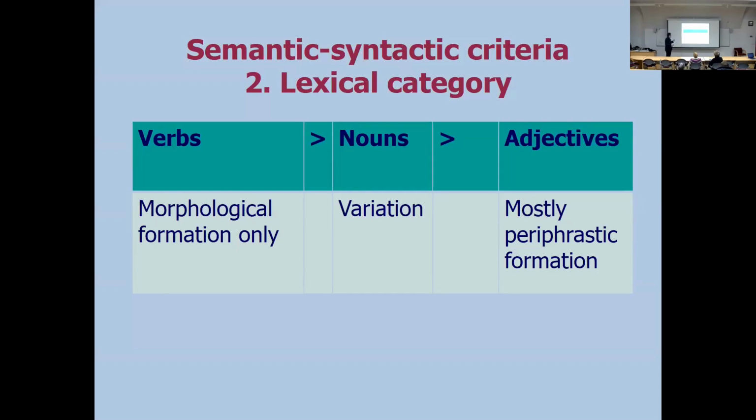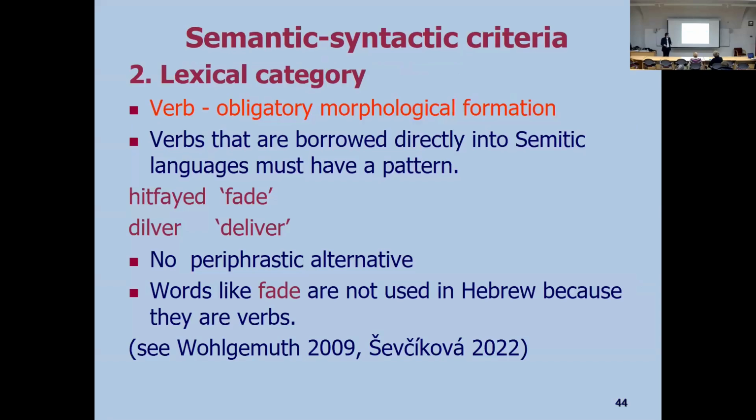The second criterion is the lexical category. And here we have a hierarchy, or some sort of continuum, of the likelihood of verb morphological formation based on the lexical category of the loanword. On the one edge of the scale, we have verbs, where we can have morphological formation only. I'll explain in a minute. On the other edge of the scale, we have loan adjectives, which occur mostly in periphrastic verbal constructions, and nouns are somewhat in between, based on the criteria that we have discussed so far.